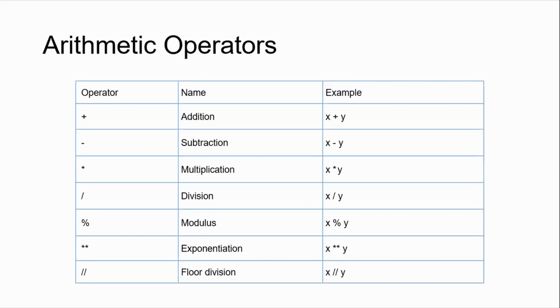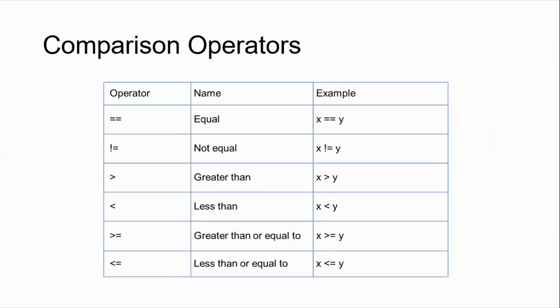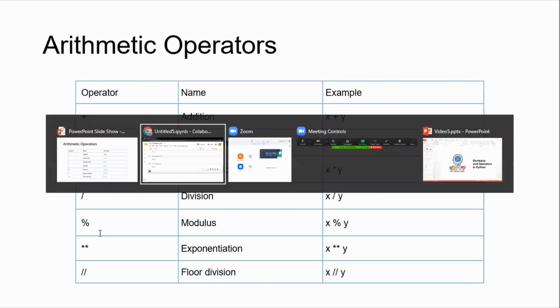Finally, two forward slashes is a special operator which is called integer division operator, also known as the floor division. It performs the division and it gives an integer quotient. So let's see them in action.